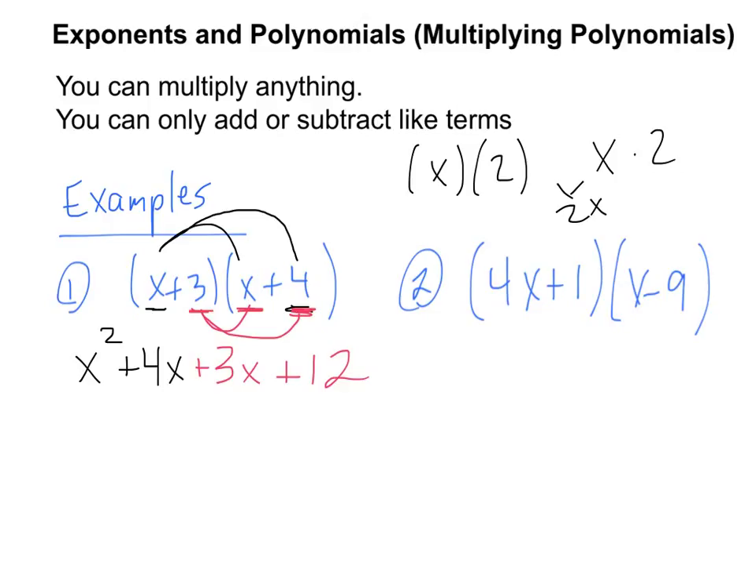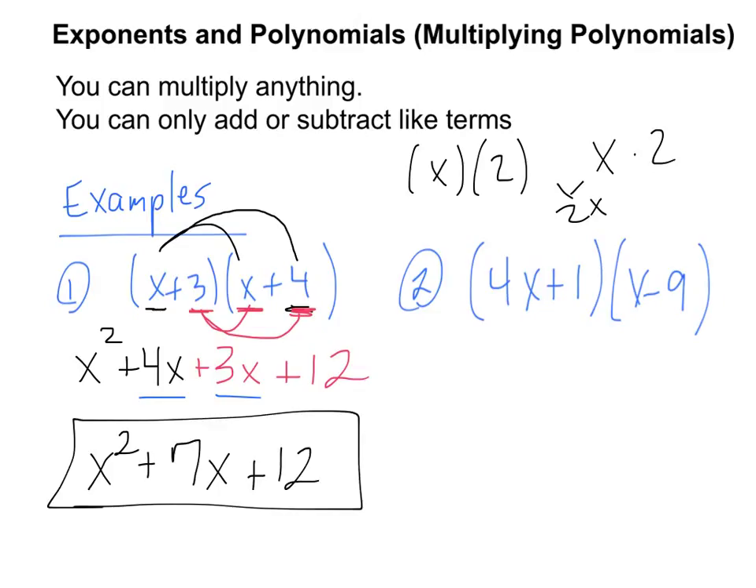Okay, so again, we've used the distributive property to multiply x plus 3 and x plus 4, but we're not finished because we have like terms. So let's go ahead and put it all together. x squared, 4x plus 3x, hopefully that equals 7x. We'll add 12, and you're done.